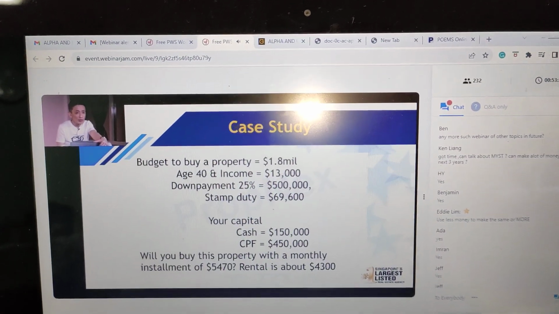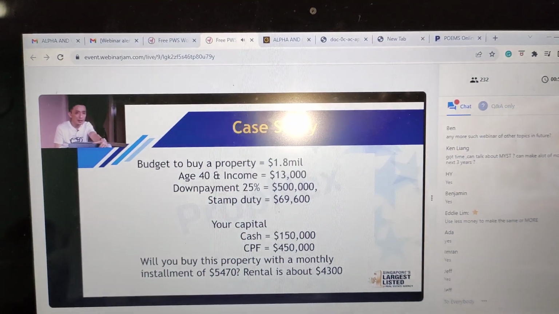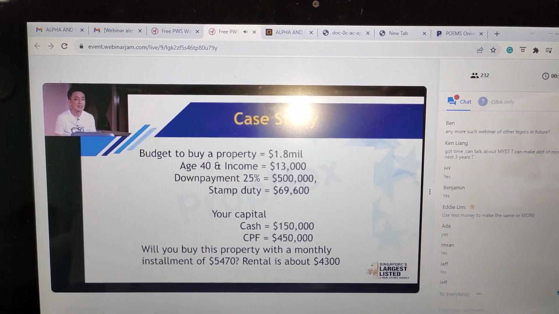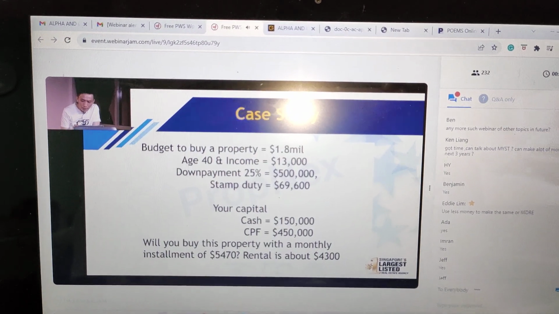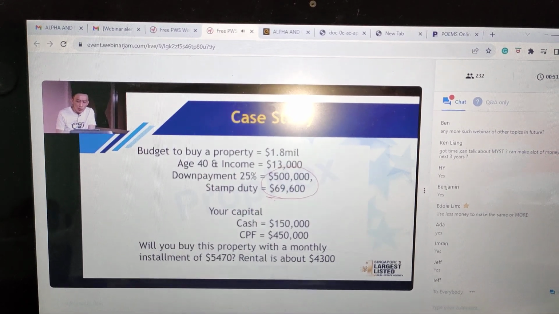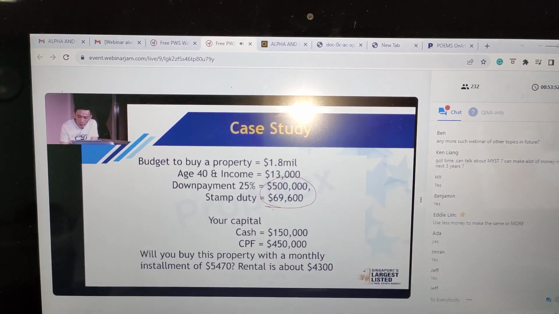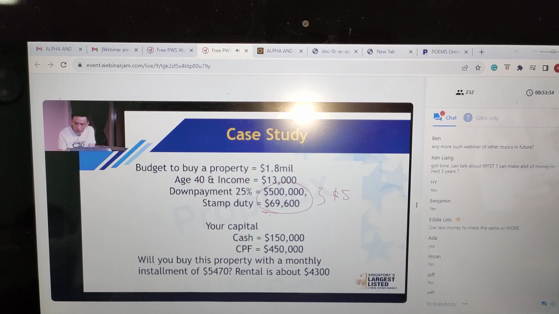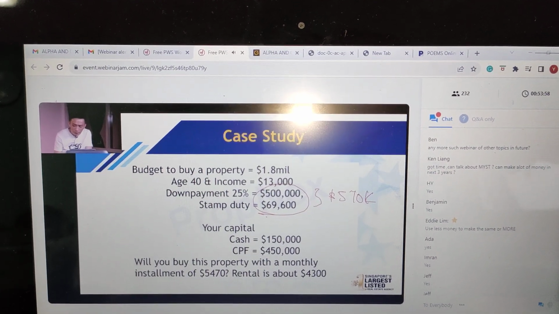Now, I want to ask every one of you this case study. Let's say today, all of you have a budget to buy 1.8 million. You are age 40. Your income is $13,000. Your down payment is $500,000. Your stamp duty is this amount. Which is close to 500, and these two add up together is 570,000. Your capital today, you have this amount.